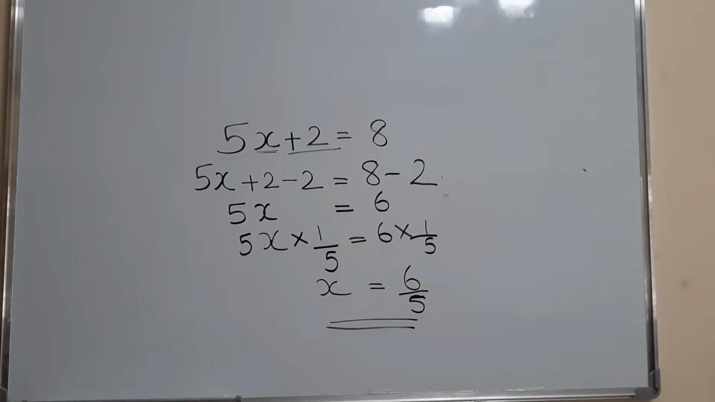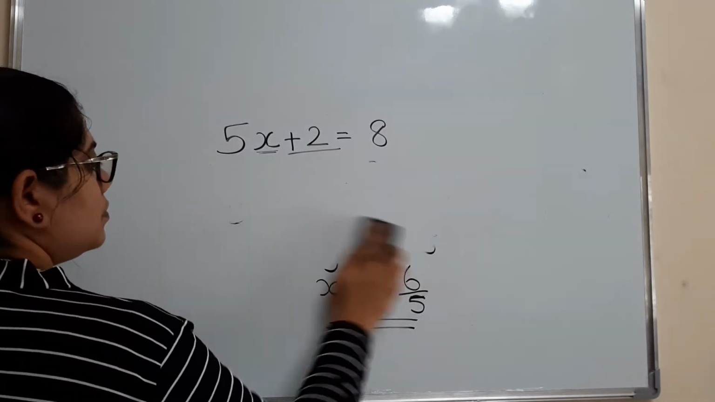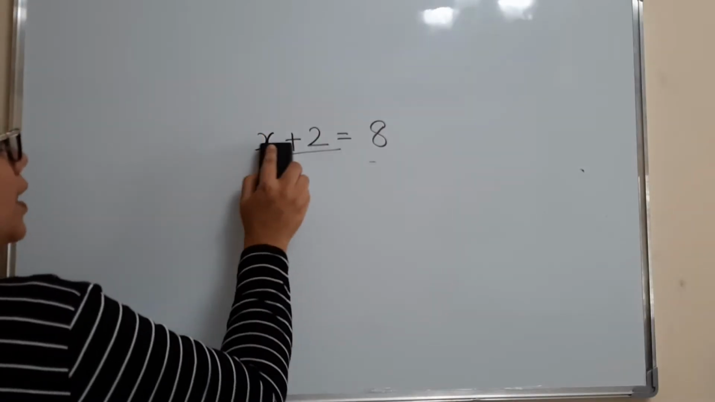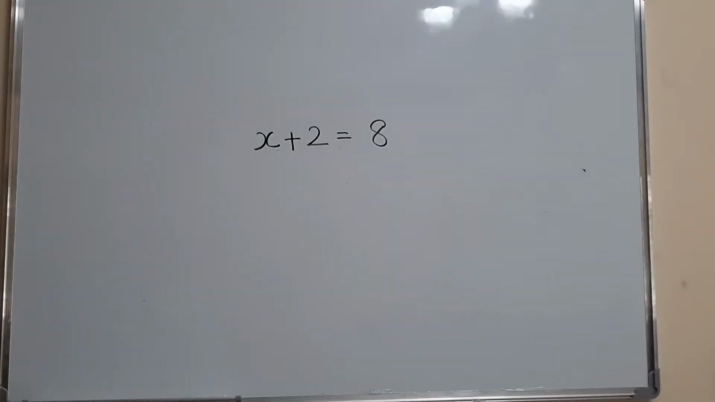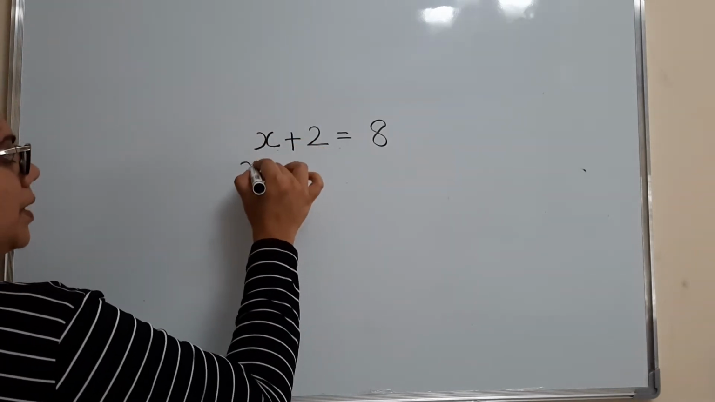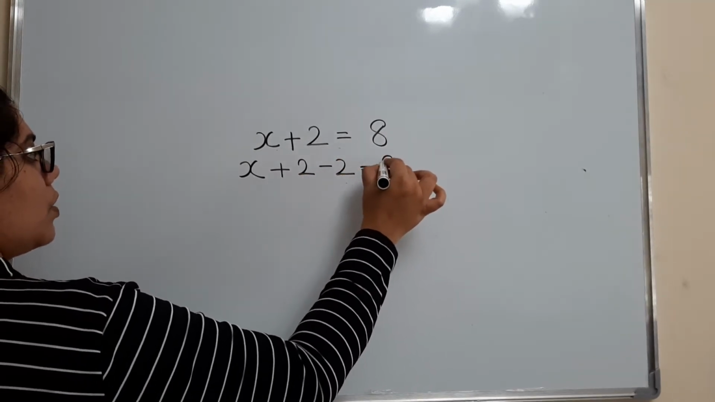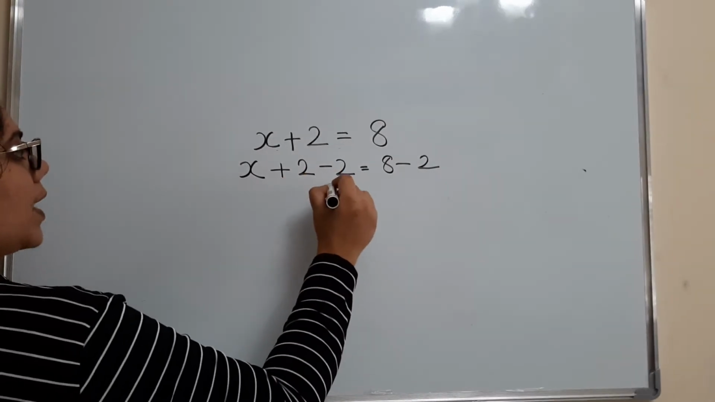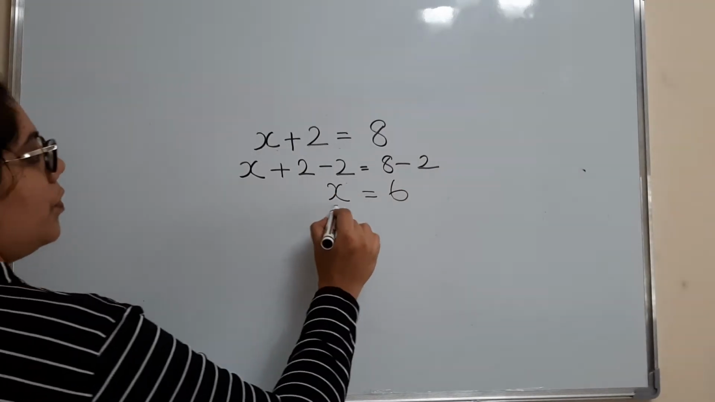Now I will take another question. I am taking one simple question now: x plus 2 is equal to 8. How will you find it? Since we have already done a difficult question, this will be easy for you. First, x plus 2 minus 2, and here also 8 minus 2. So 2 minus 2 is 0, so x plus 0 is x, which is equal to 8 minus 2, which is 6. So we found 6.